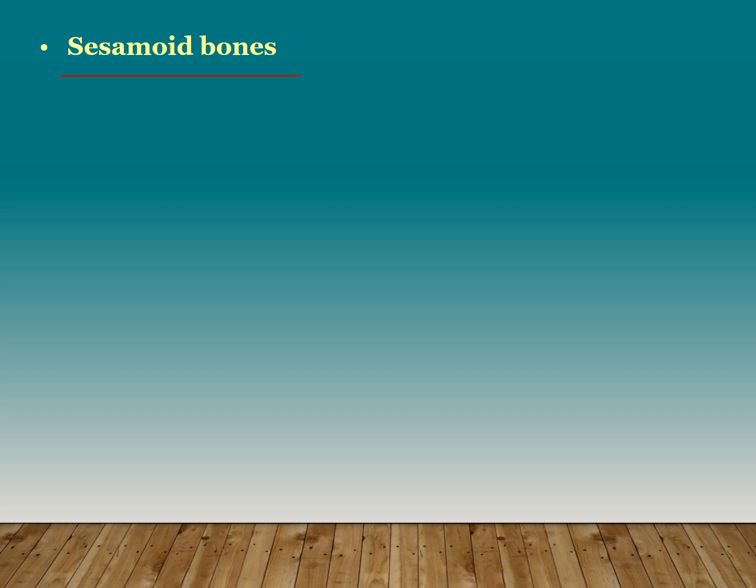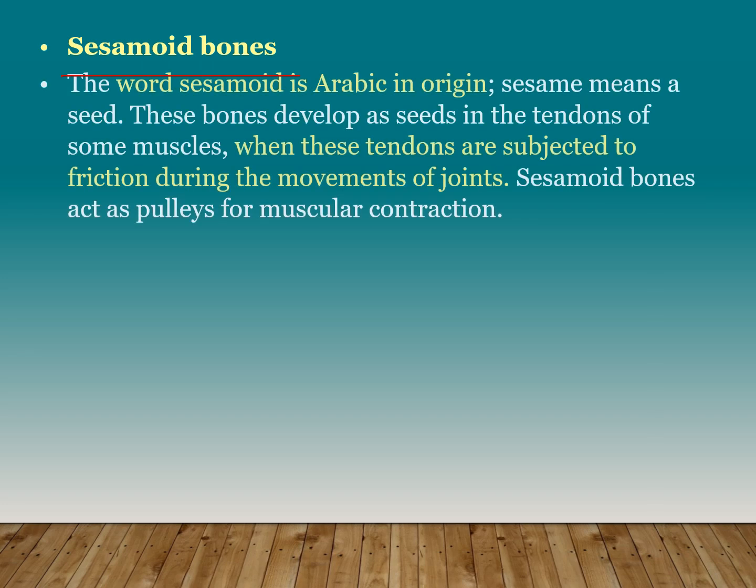Sesamoid. This type is very interesting. The word is derived from an Arabic word meaning a seed. They appear in muscle like a seed. First they thought these appeared like seeds in the tendons of some muscles, so they named them sesamoid. Why are they formed? These tendons are subjected to friction during movements of the joints, and then they are formed.